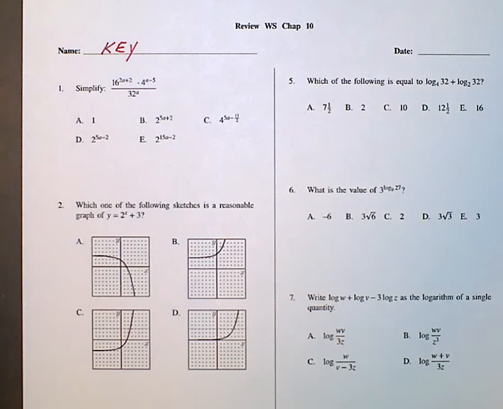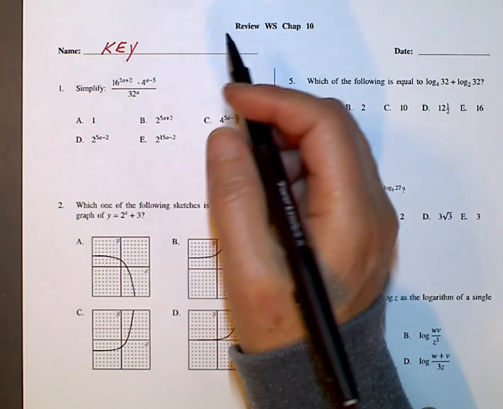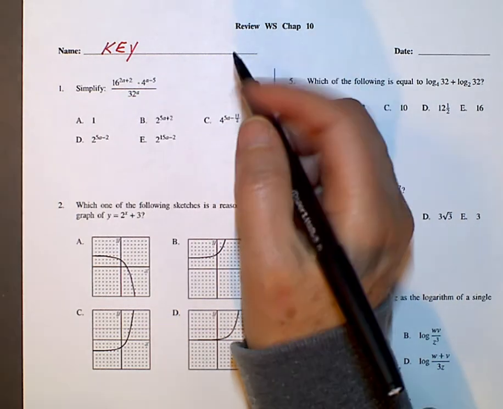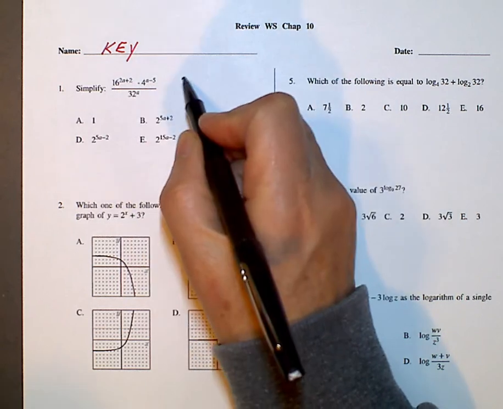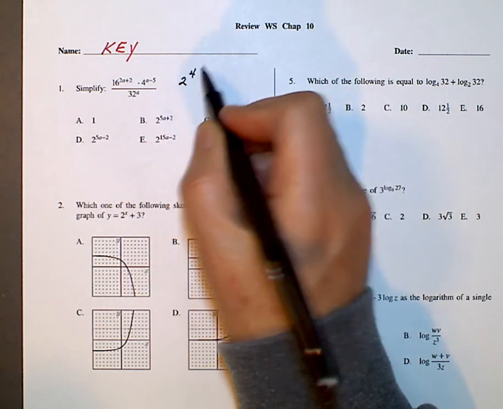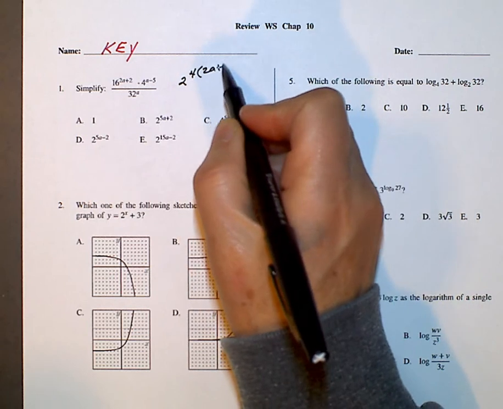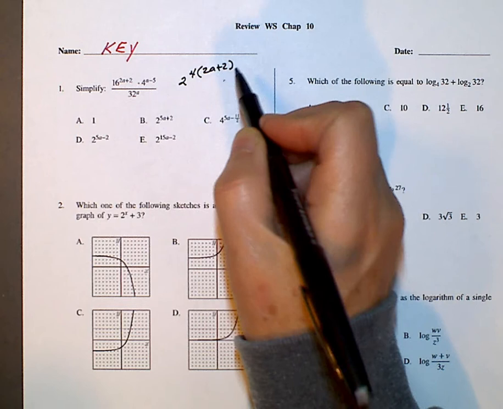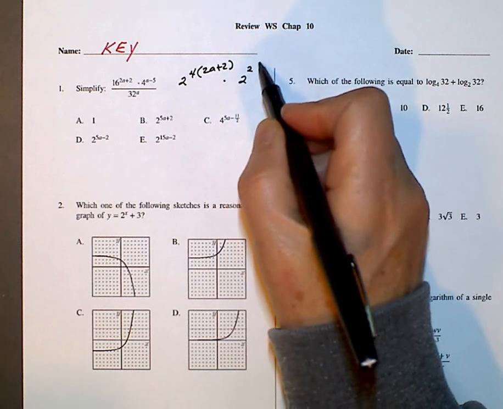Alright, this is review worksheet for chapter 10, page 1. And in the first one I have to simplify this expression with exponents. So I'm going to rewrite this all in base 2. So 16 is 2 to the 4th times the 2a plus 2 to that power. And we're multiplying that by 4, which is 2 squared, and that's being raised to the a minus 5 power.